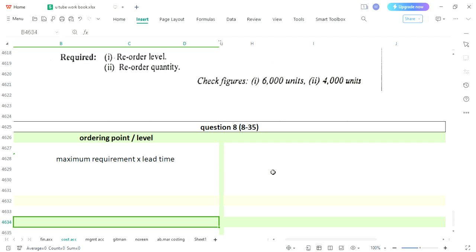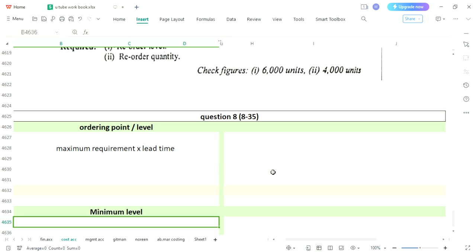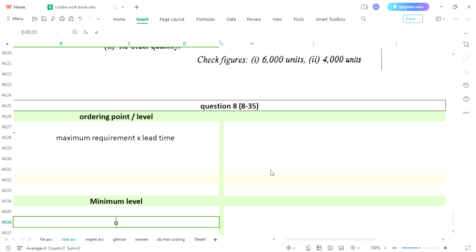Then the next element which we are related with is minimum requirement, minimum stock level. Okay, so you can simply call it minimum level, but it is minimum stock level. Here what do you need? Ordering point, and you need to subtract, by opening a bracket, average requirement, and you will multiply it with lead time. So in this way you will complete your minimum level.